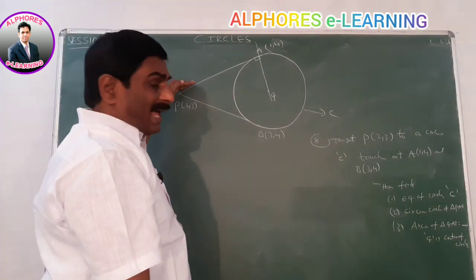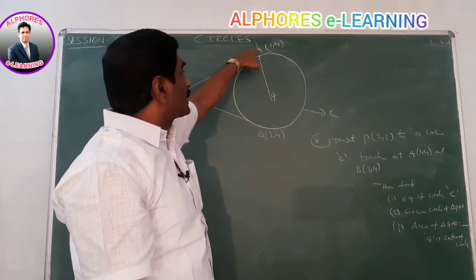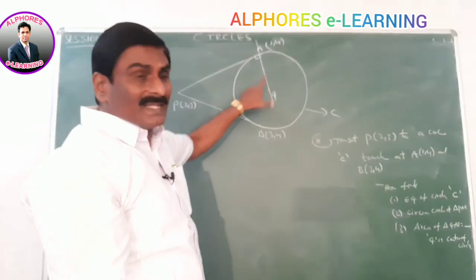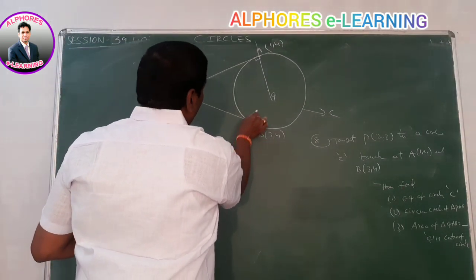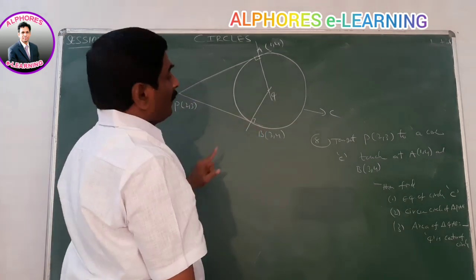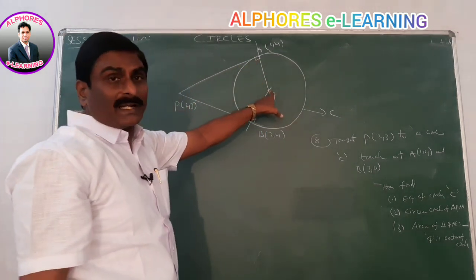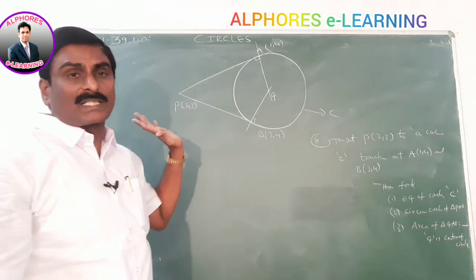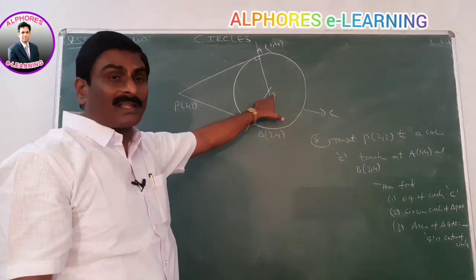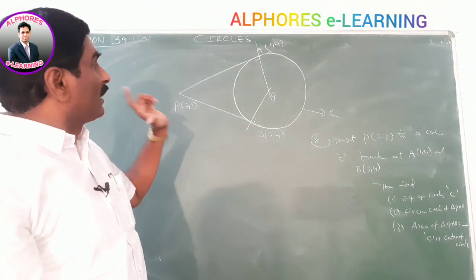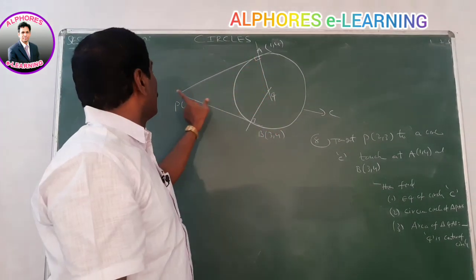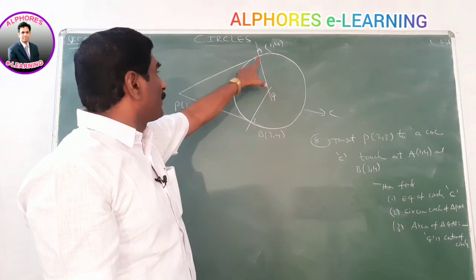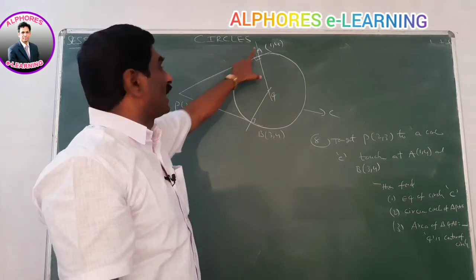Now we find the line perpendicular to PA passing through A, that means the normal through A. Similarly, we find the normal through B, perpendicular to PB and passing through B. These two normals must pass through the center. By solving them, we get the center of the circle. Now we find the equations of AQ and BQ. AQ is the normal through A, perpendicular to the line PA.